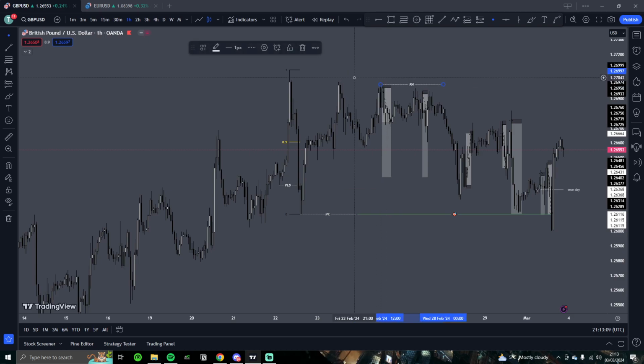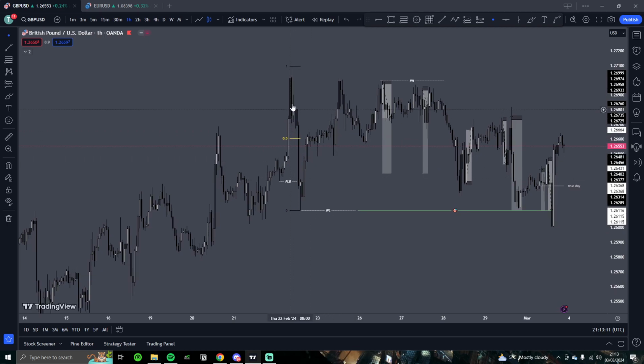But yeah, so this is our protected high here. Because of our new range getting taken here, what this mitigation shows is that we're failing to take out our old protected high. And if we're failing to take out our old protected high and it's currently respecting it, then we understand that we're going to go lower.